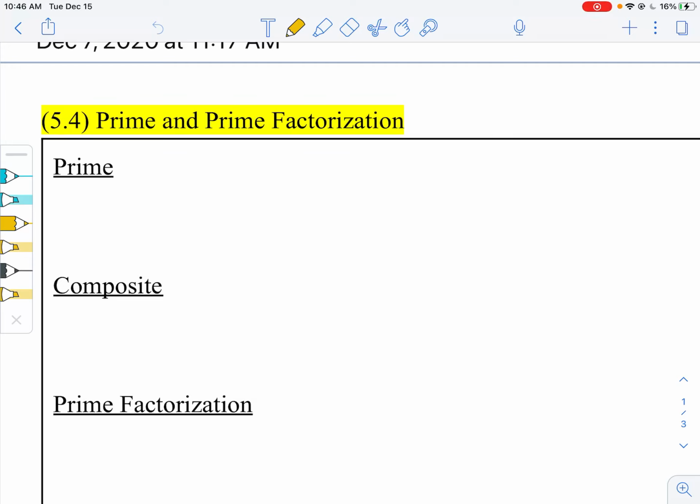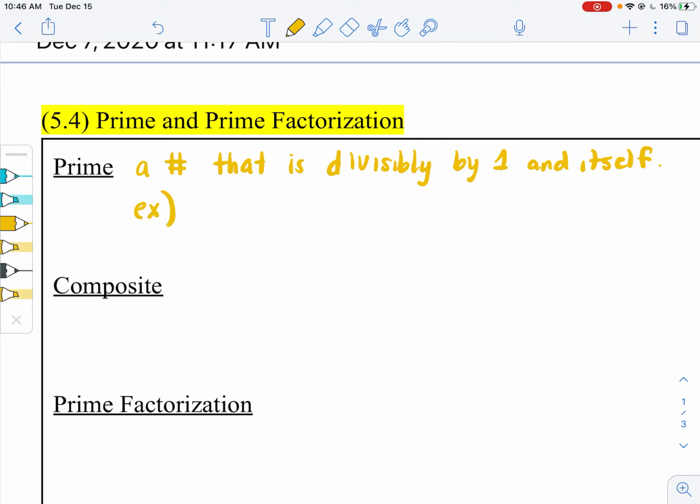In this video, we are going to learn about prime numbers and prime factorization. So a prime number is a number that is only divisible by 1 and itself. Okay, so for example, the number 7 is prime because its only factors are 1 and 7. There's nothing else that we can multiply to get to 7.